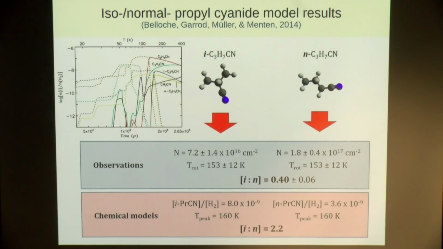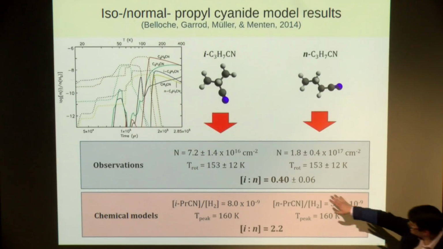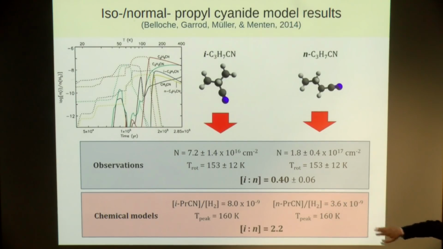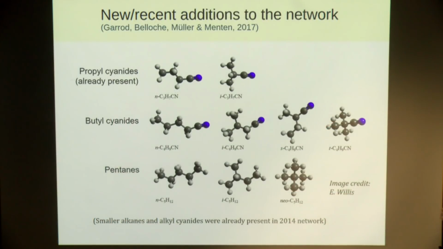So I did a lot of models. In fact, I tried many, many different things to try to reproduce this ratio, but I couldn't do it. There was something missing, apparently, in the chemistry. Everything I tried, we always had this overabundance of the branched form. So we went a little bit further, and I'm not sure how we're doing for time. Okay. So we went a little bit further, and this was a piece of work that was published in 2017, I guess now.